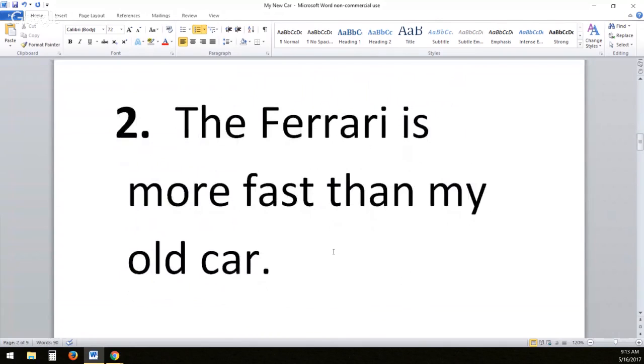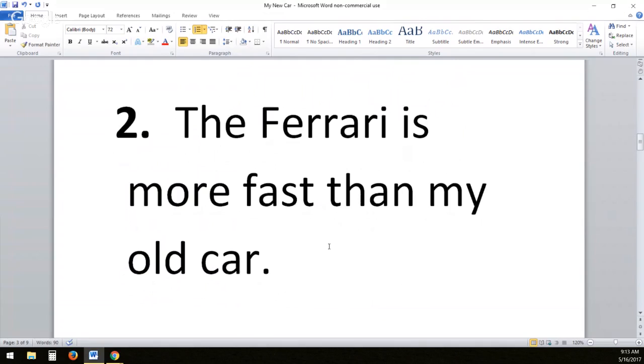Sentence number 2. The Ferrari is more fast than my old car. All right. What can we do to make this sentence better? The Ferrari is more fast than my old car. My old car was an old minivan, and it's certainly pretty slow. Can anyone write the full sentence?